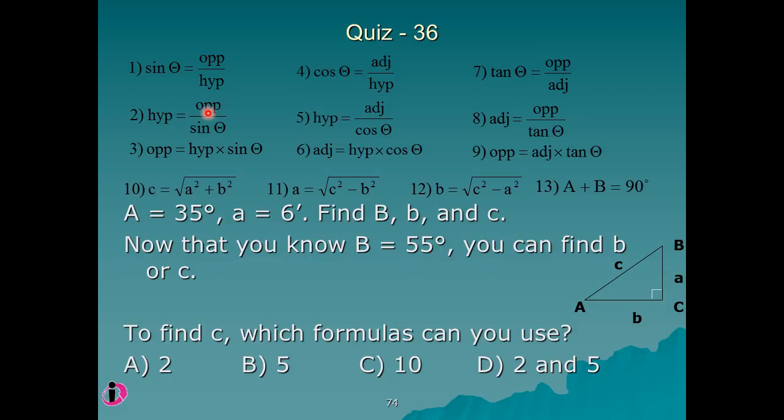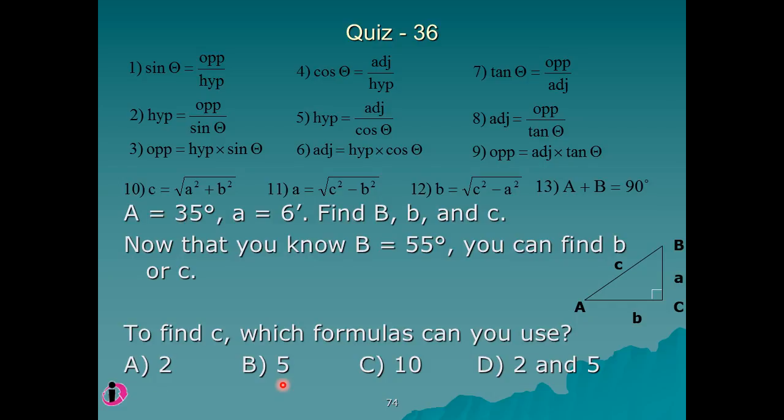Let's say I stick with A as my theta, okay? Now if A is my theta, now this is my theta, right? Now this is my opposite side and this is my adjacent side now. So let's say number 2. If I go to number 2, what I need to know, opposite side and theta, right? Now what is my opposite side here? Small a. I know small a, right? 6 feet. I also know theta, which is 35, because I used A as my theta. So I can use number 2. So number 2 is okay.